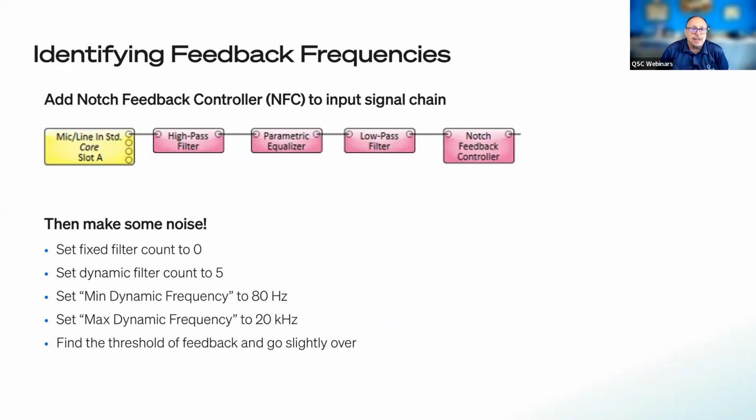But the way you do it is you'll set the fixed filter count on that to 0. And then you'll set the dynamic filter to 5-ish, because you've got a 5-band parametric, most likely, or a 4-band. And you want to set the frequency range on it from 80 to 20K hertz, and then go find the threshold.